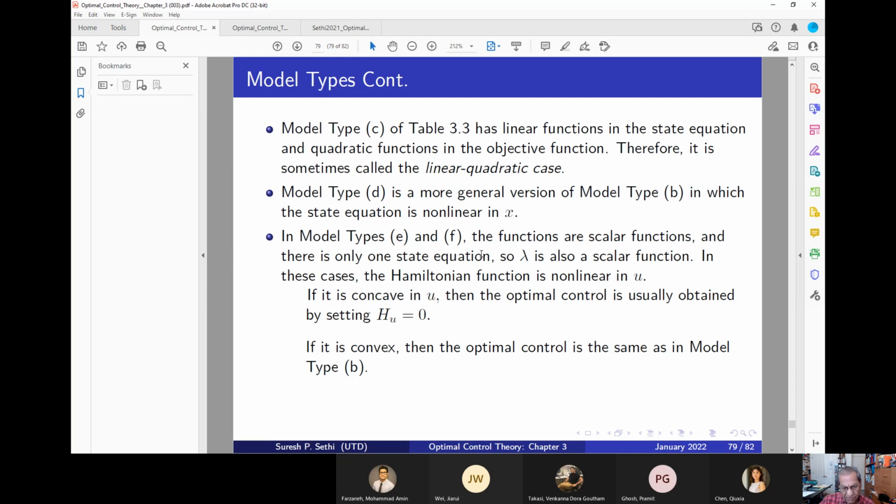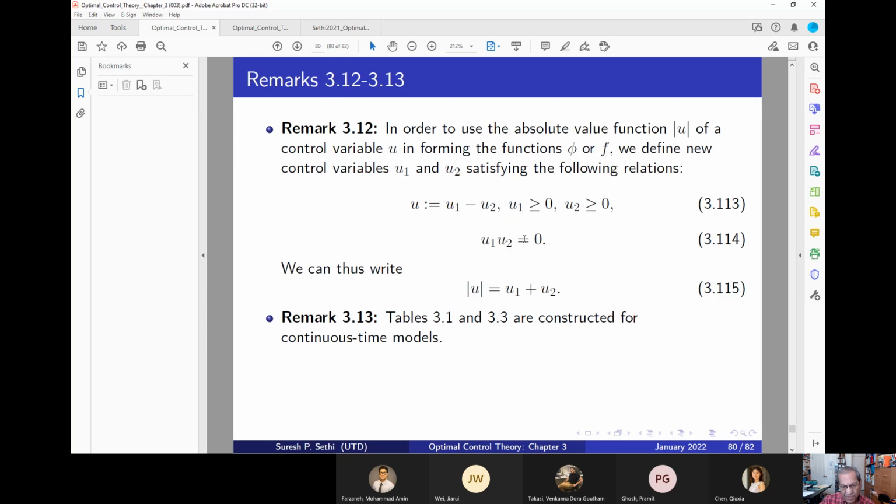Linear quadratic case is one of the most important cases in control theory. If I have an absolute value somewhere, then it's not differentiable at 0. But I can change this problem by writing u equal to u1 minus u2, with u1 bigger than 0 and u2 bigger than 0. Then I can write the absolute value as u1 plus u2, provided this condition is satisfied.